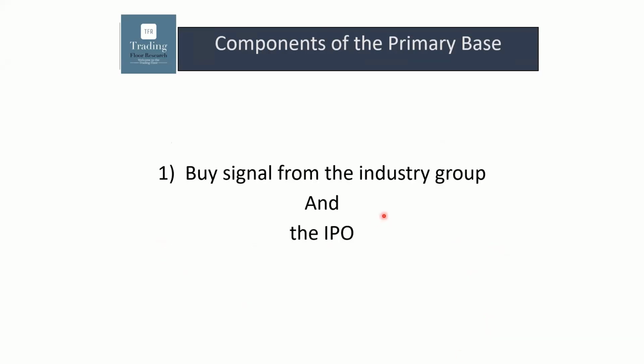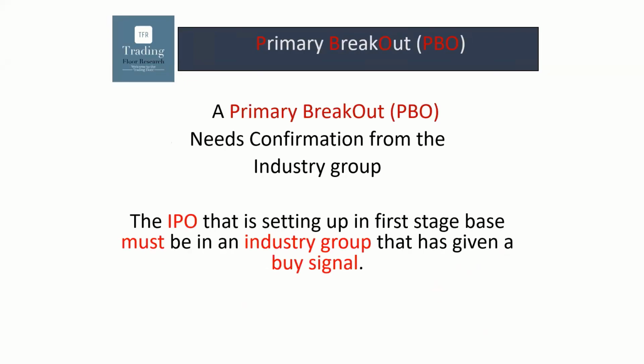The first one: the buy signal of the industry group and the buy signal of the IPO itself. Again, I need that confirmation from the industry group, and it's nice to have that additional confirmation of the market. A lot of times, when the market is just turning down and you're getting confirmation of an IPO breaking out, typically that's a very good time to step back, especially if the group isn't giving you a buy signal too.